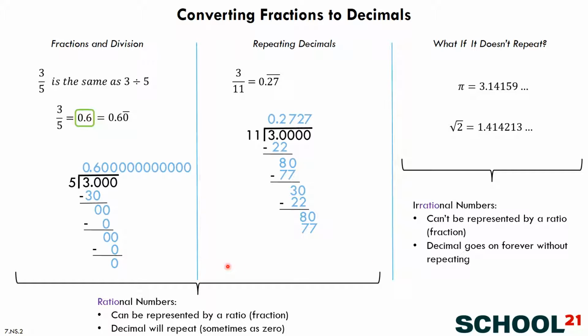These numbers over here are different. They are rational numbers. That means they can be represented by a ratio or a fraction, and the decimal will repeat, and sometimes we don't write it because the repeating decimal is 0. Make sense? Good job.